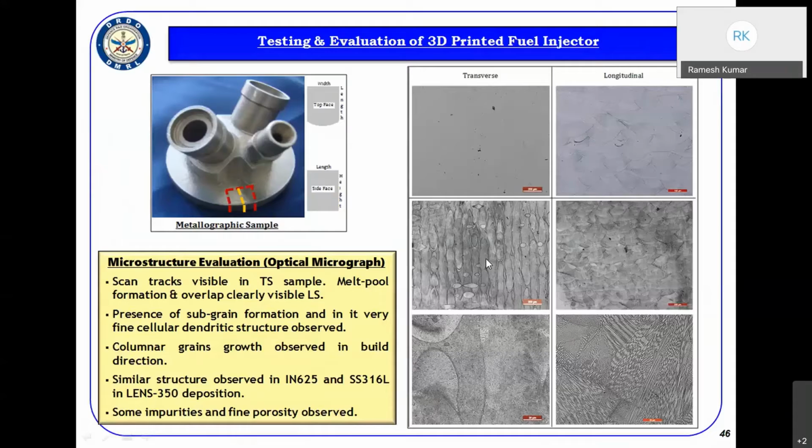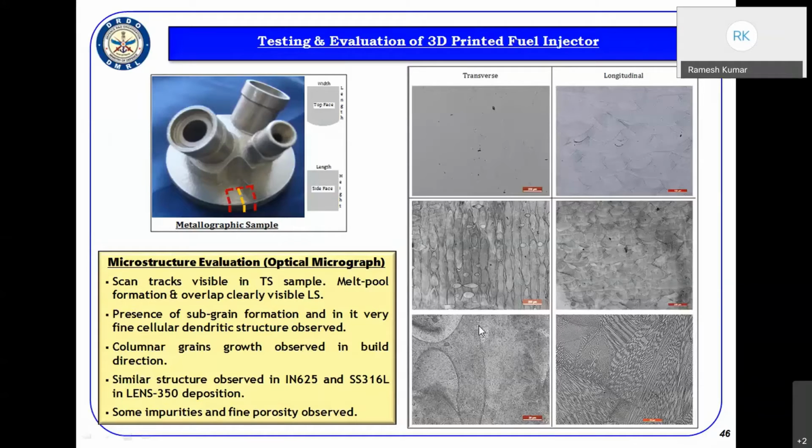Again, there is the presence of some grain formations. This is a major grain, and sub-grains have been formed. A very fine cellular dendritic structure has been observed. In this type of structure, columnar grains are observed in the build direction. Similar structure has also been observed in our experiments on different materials, iron 65 and SS316 in LENS 350. So this is a generic demonstration that we will be taking to get a very fine microstructure. Then at some regions there is some amount of impurities and porosity.